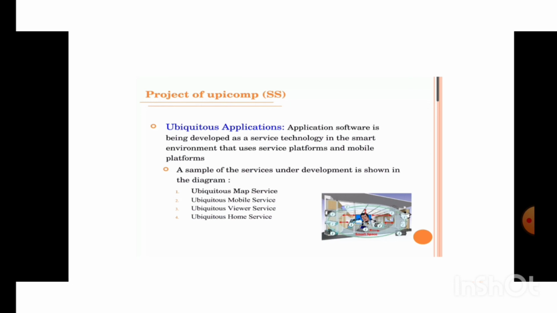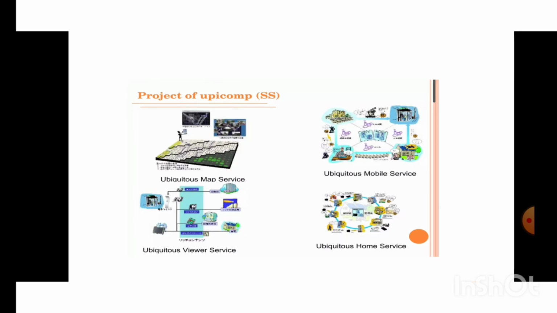It has developed into various devices including computers, notebooks, smartphones, tablets and sensors. And human computer interaction, that is HCI, is enabled through speakers like Amazon Echo, Google Assistant, etc. Next, here are some of the ubiquitous projects: ubiquitous map service, ubiquitous mobile service, ubiquitous viewer service and ubiquitous home service.